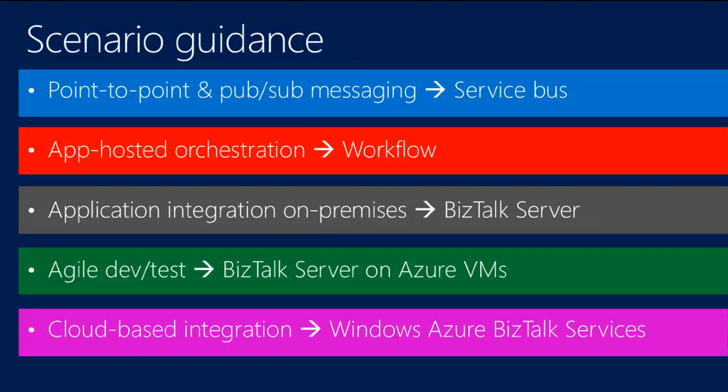For anything richer than that, if you want a more elaborate scenario with transformations and a pipeline that has different sources and destinations that need routing, use BizTalk Server on-premise. For developing and testing scenarios where you want to quickly provision something and test it, use BizTalk Server on an Azure VM. And for cloud-based new applications and cloud-based integrations, like the ones John and Mike talked about, use Windows Azure BizTalk Services.